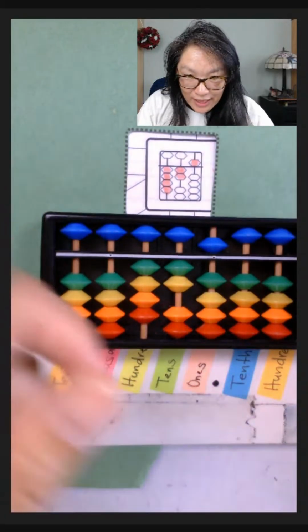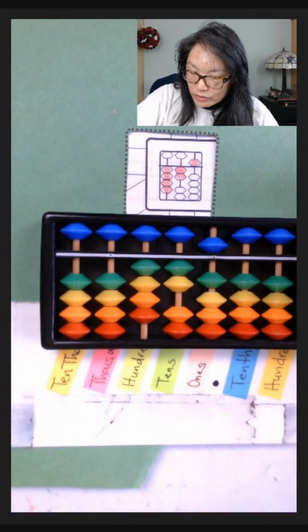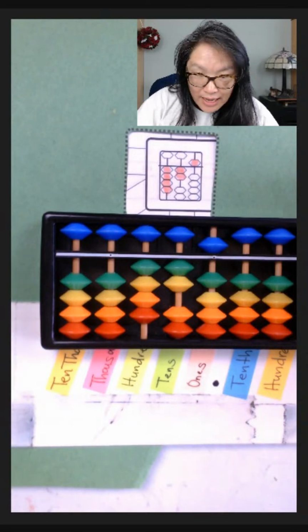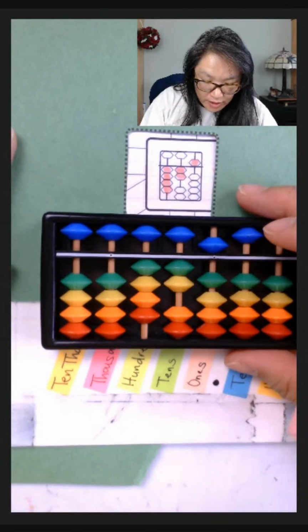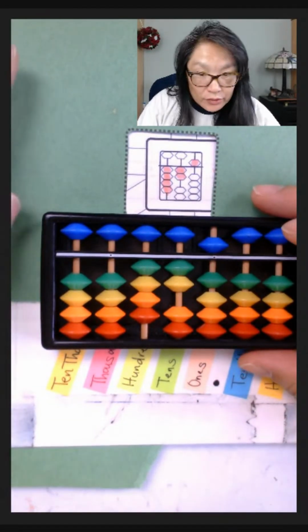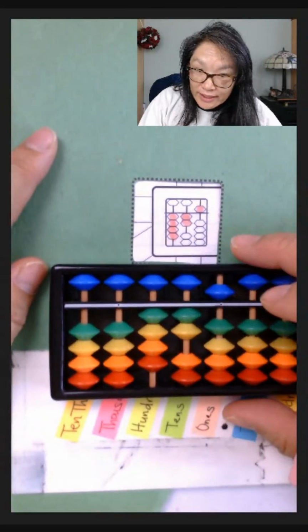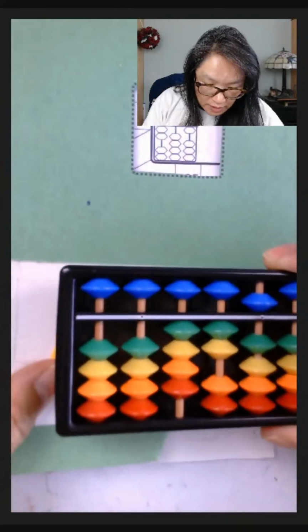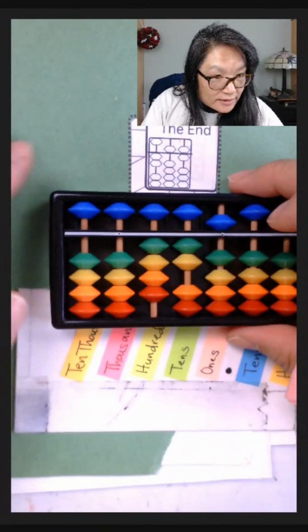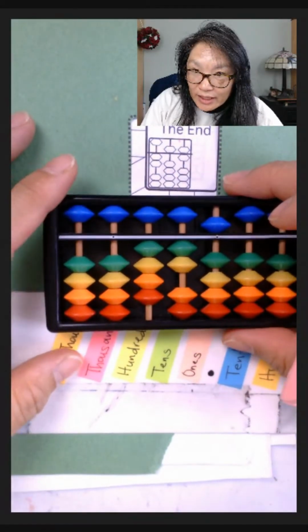Does that make sense? How do you carry or borrow? We will do that in a little bit. That's when we start doing adding and subtracting. But the first thing we need to do is understand how to read the abacus. So let's put a pin in that and we will continue on. Is that all right? I have a whole lesson, but we just have to go through understanding how to read the abacus.